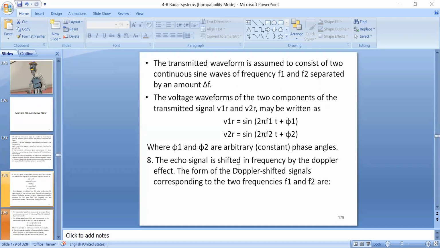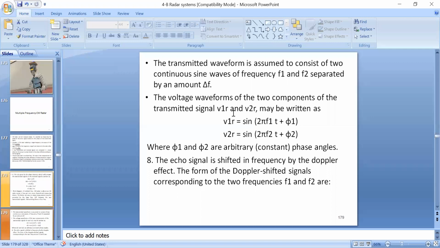So the echo signal is shifted in frequency by the Doppler effect, right? We are dealing with moving targets. Don't forget the base concept. We know the basic concept of the Doppler effect: whenever the transmitted signal hits the moving target, obviously there is a shift in frequency. That shift in frequency is called the Doppler shift, and the phenomenon is called the Doppler phenomenon.